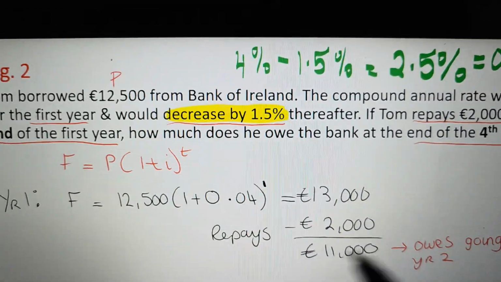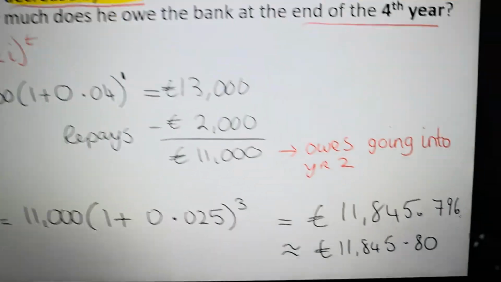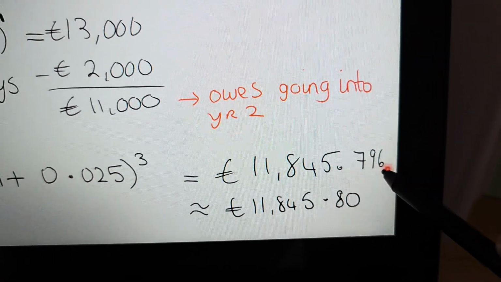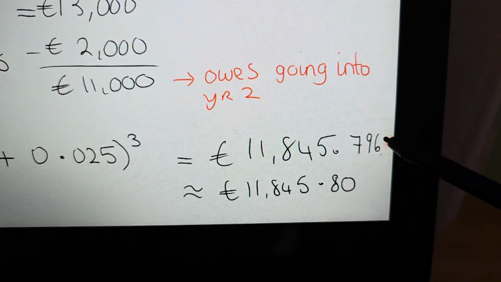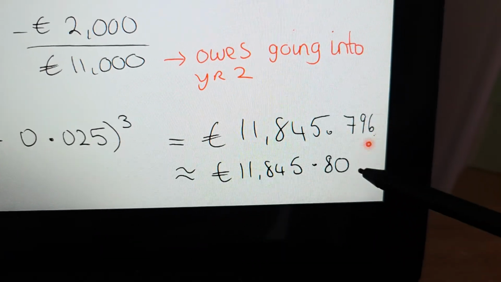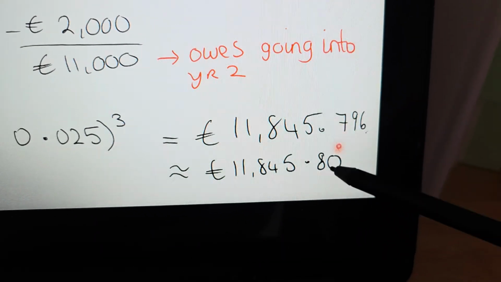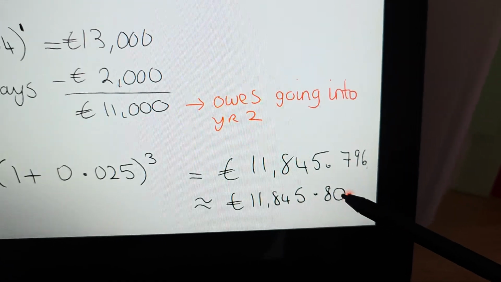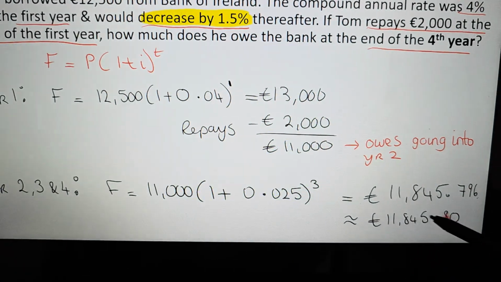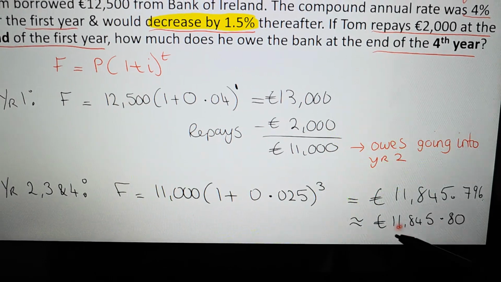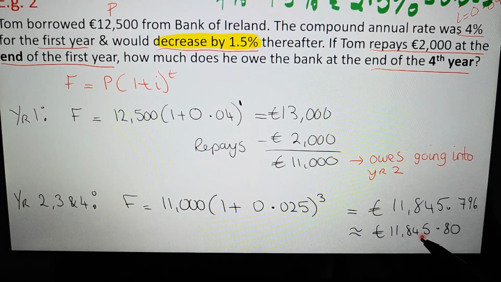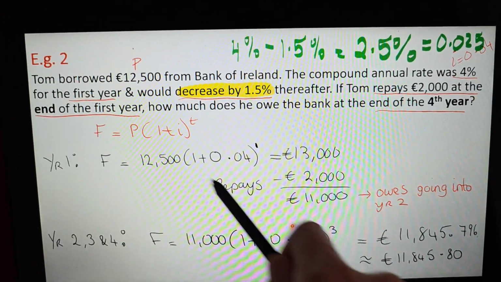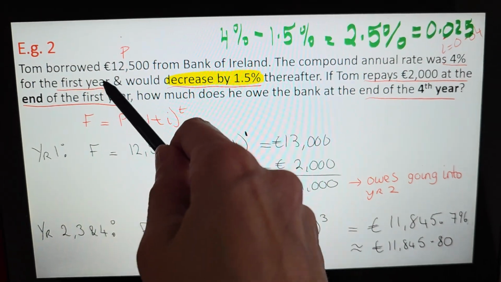And then I'm rounding it. Like, they didn't say what way to round it, but it is money. So I'd round it to 2 decimal places, which means I'll look at the 6. The 6 will mean the 9 has to round up to a 10. You can't write 10, so you put down a 0. Add a 1 onto the 7 and you get an 8. So €11,845.80. So at the end of year 4, this is now what he owes the bank. So he still owes them €11,845.80.